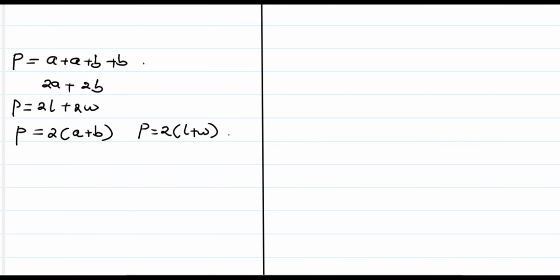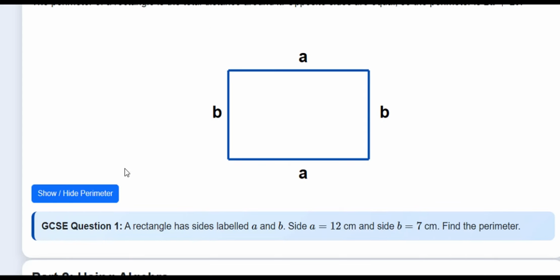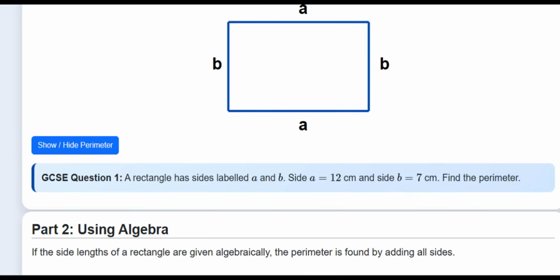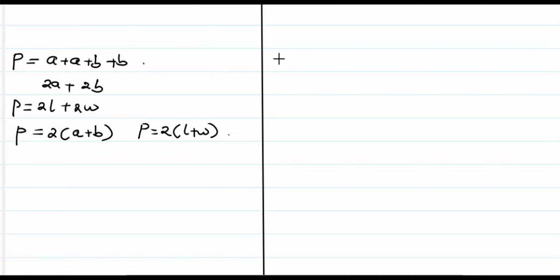So from there, can we try an example? We are told in this example, a rectangle has sides labeled as A and B. Side A is 12 centimeters and side B is 7 centimeters. Then find the perimeter. So we know side A of that rectangle is 12 centimeters, which is the length. Then side B is 7 centimeters, which is the width. Then find the perimeter. But we already know perimeter P is given by twice into A plus B, like that.